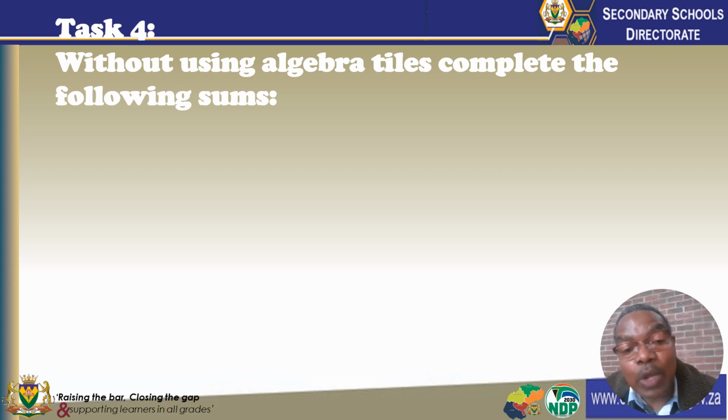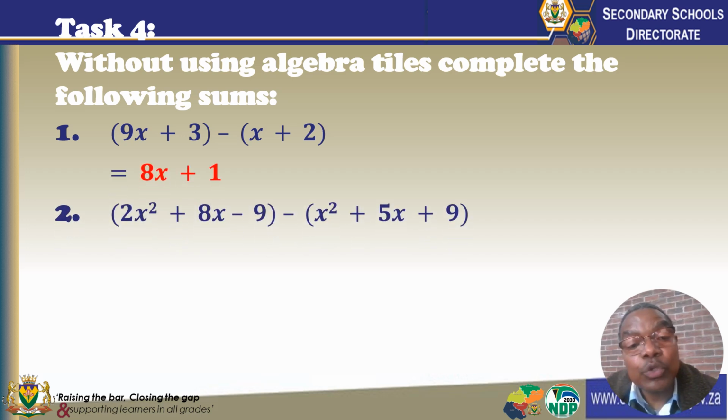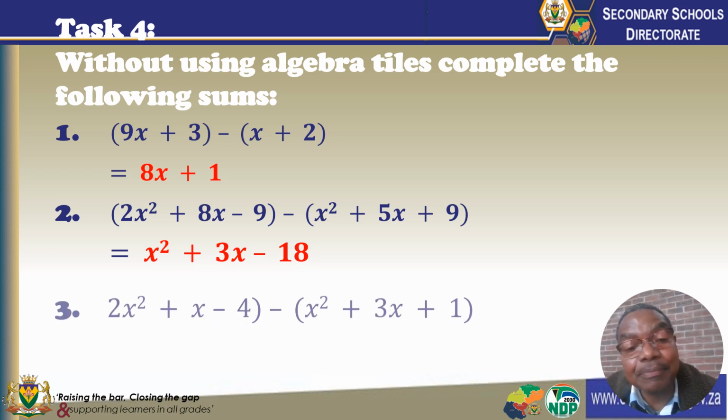So now we go again to subtractions without using tiles, the normal way. 9x plus 3 minus x plus 2. So we're going to say 9x minus x, 3 minus 2. So we have 8x plus 1. Next, 2x squared plus 8x minus 9 minus x squared plus 5x plus 9. So we also use the distributive law. We have minus x squared minus 5x plus 9. So this will be taken away from this one. So we have x squared plus 3x minus 18.